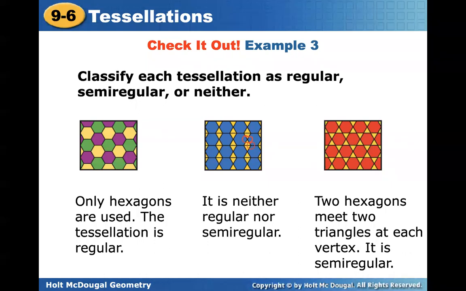And this one over here, the two triangles are nose to nose in every single vertex with two hexagons. So those are all nose to nose, so they are set up the same. This one here, however, is not set up that way. The vertexes aren't all the same. That's why it's neither.